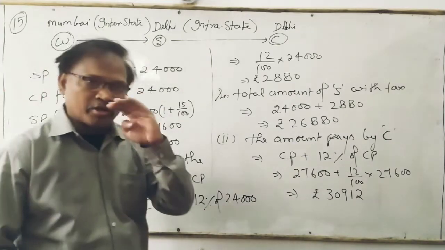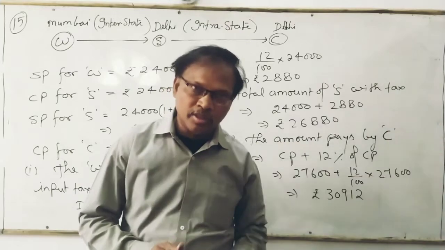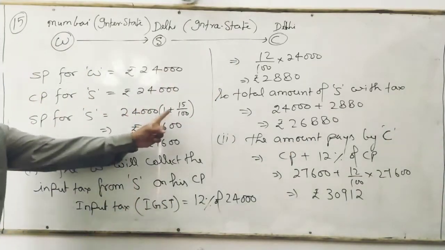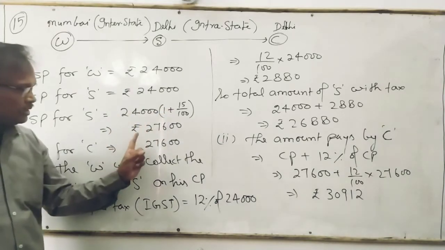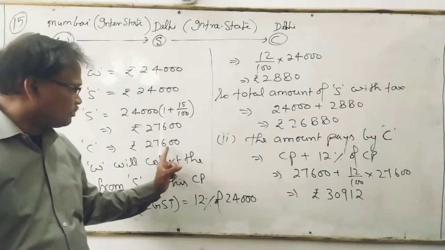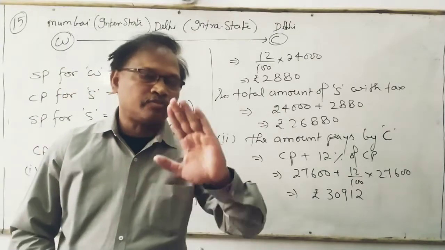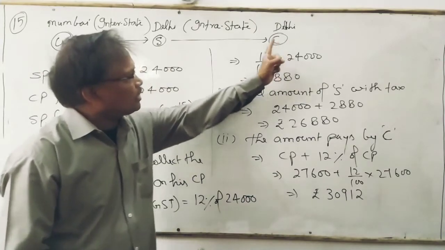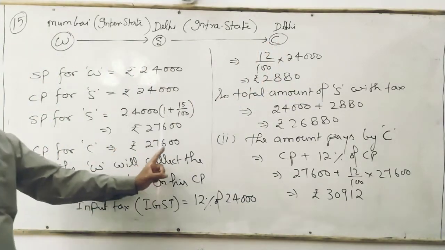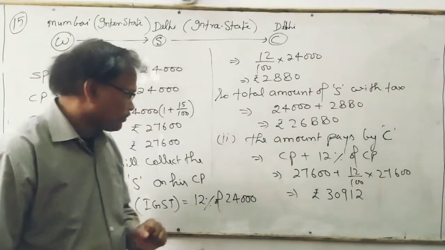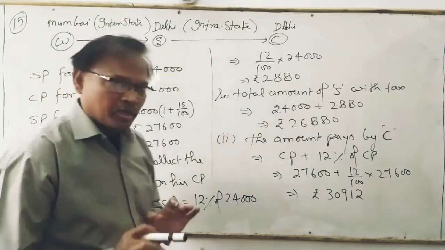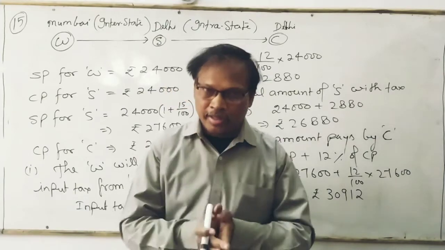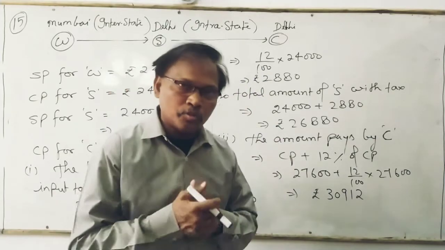Then the selling price for the shopkeeper to the consumer, meaning at how much did he sell? So at the 15% profit, take the 15% profit on the 24,000, you will get 27,600. This is the selling price for the shopkeeper. And the cost price for the consumer is 27,600.